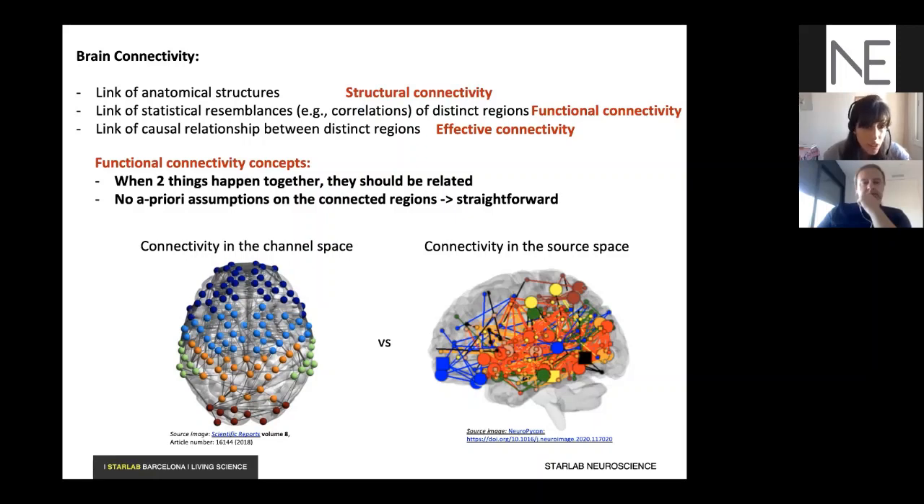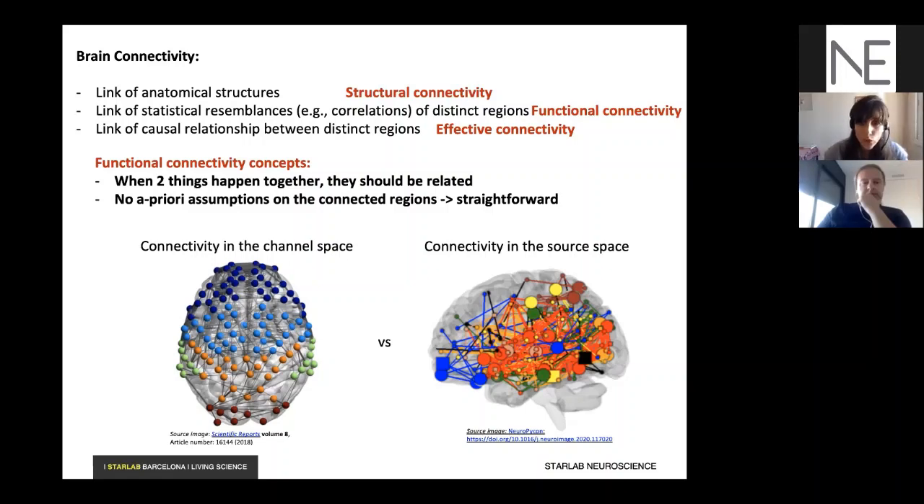From the three of them, the functional connectivity is the simplest, and basically the concept comes from that when two things happen together, they should probably be related. We don't have any a priori assumptions on the connected regions, as I said before, so we don't take into account the anatomical structures, which makes the functional connectivity more straightforward.